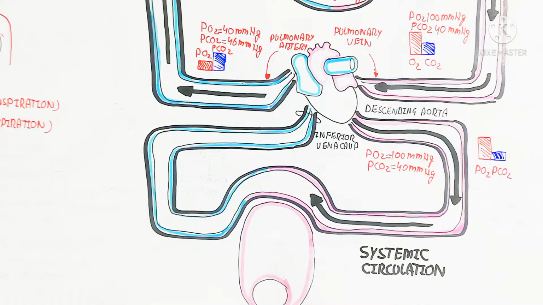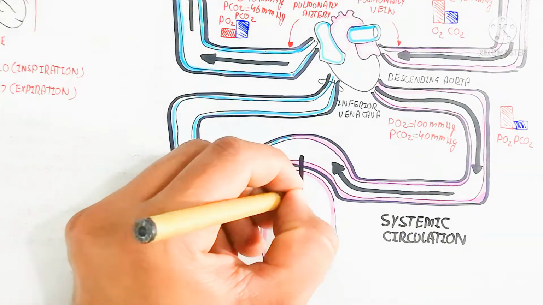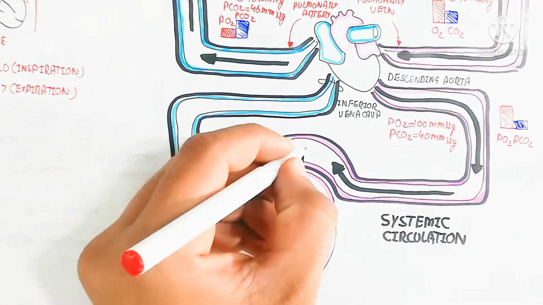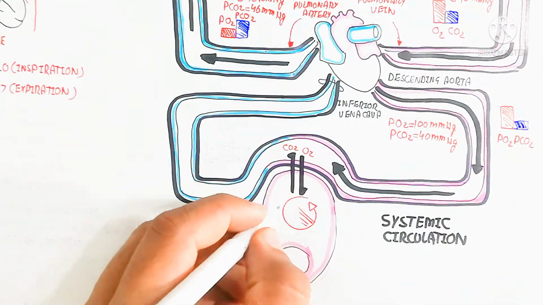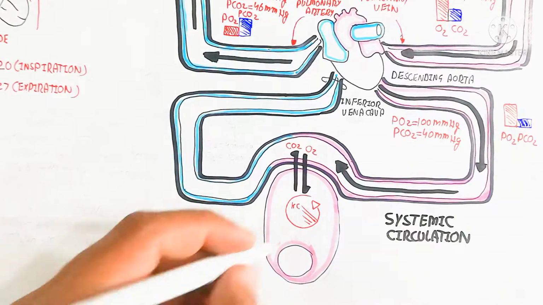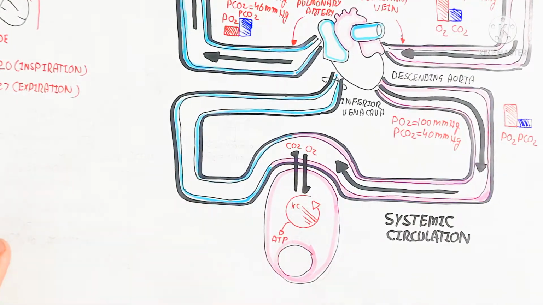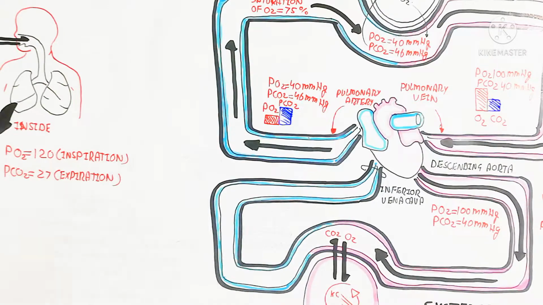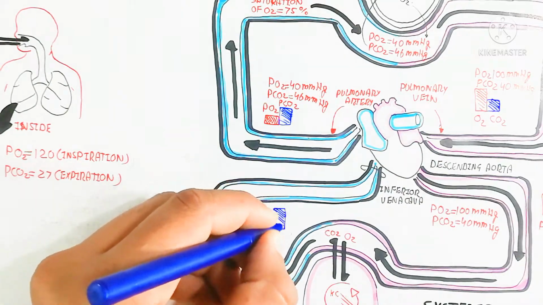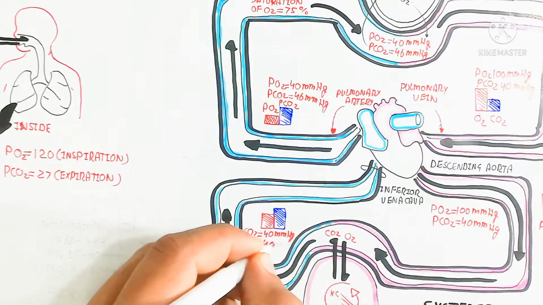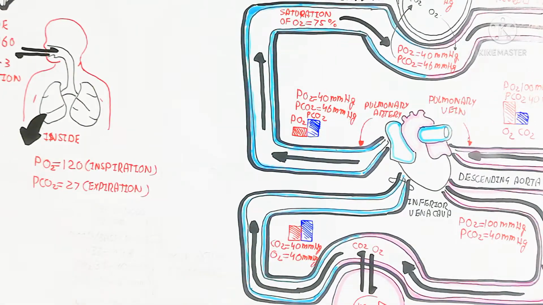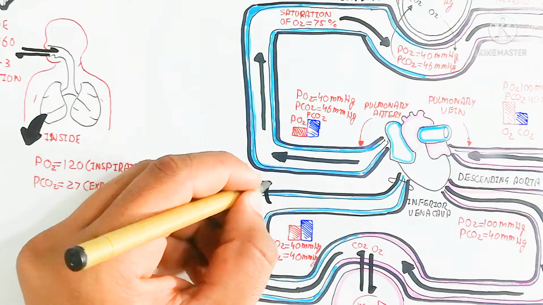Partial pressure. In the systemic circulation, the oxygen is used for aerobic respiration, not anaerobic, to produce more energy, heat, mechanical energy, as well as other things. Carbon dioxide is produced due to aerobic respiration, and this carbon dioxide is waste. But it is also important, because carbon dioxide is very important for acid base balance.